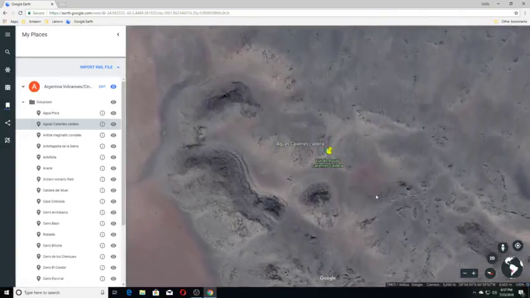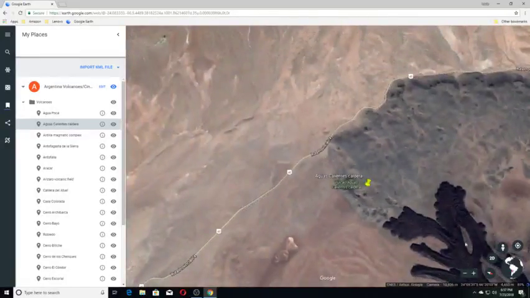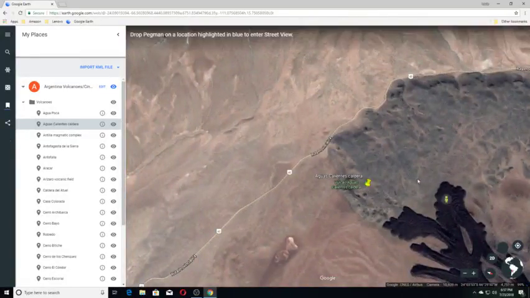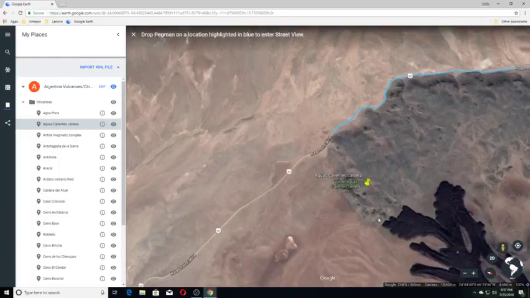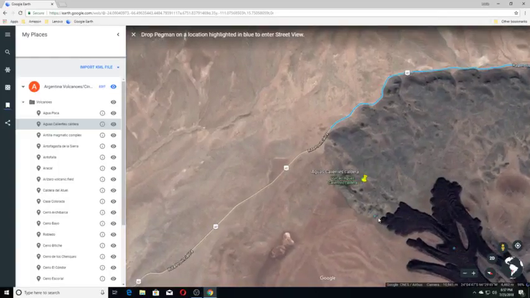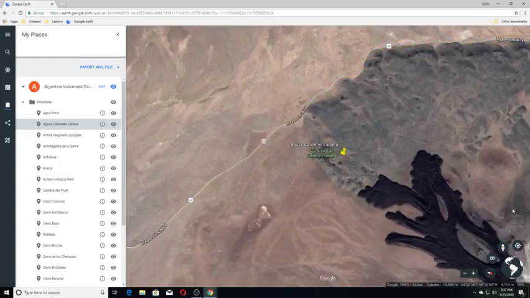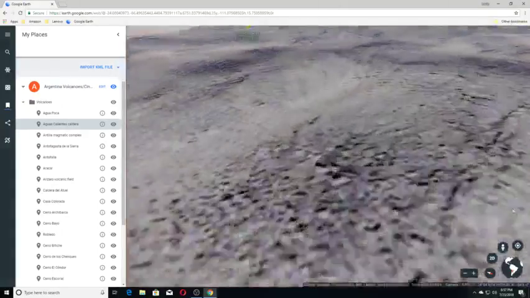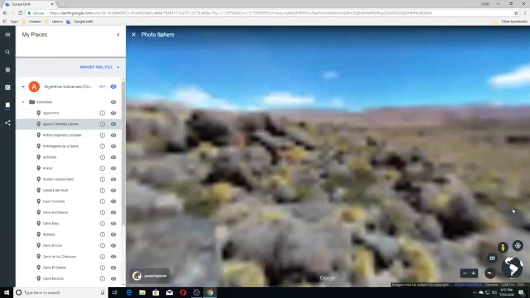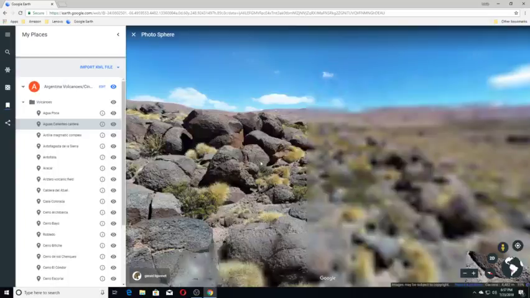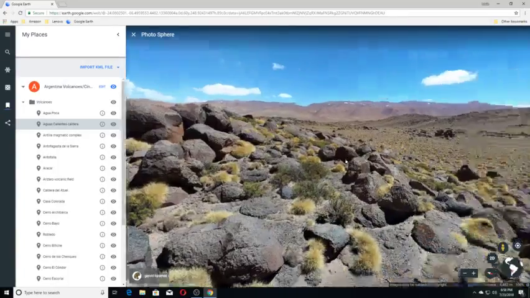So we'll see if we have a view here either. Sometimes we do. We do. So we're going to go right over here and we'll be right in the caldera. So as we look around, we're going to see that this is the caldera.